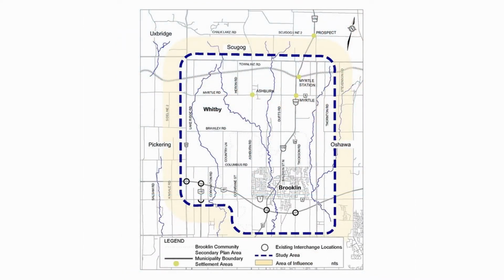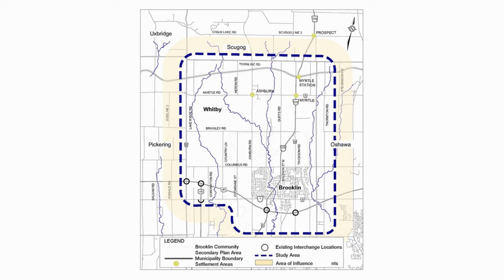This figure shows the overall study area in which alternatives will be evaluated. Within the study area, the town of Whitby is forecasting large increases in population and employment, and this is reflected in the Ontario Places to Grow plan. The population is forecast to reach 56,000 persons by 2031 and 80,000 at build-out.